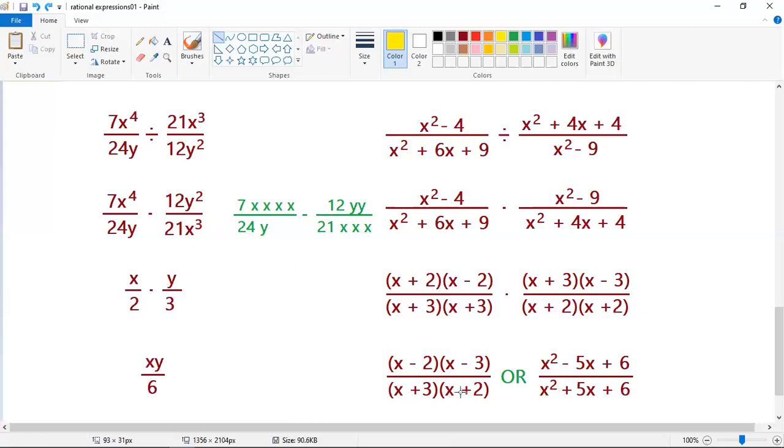Restriction-wise, we've got a variable, so therefore we've got plus 3 and plus 2. The denominator can never be 0, so restrictions-wise, x cannot be equal to minus 3 or minus 2.